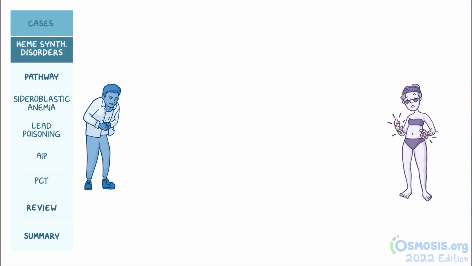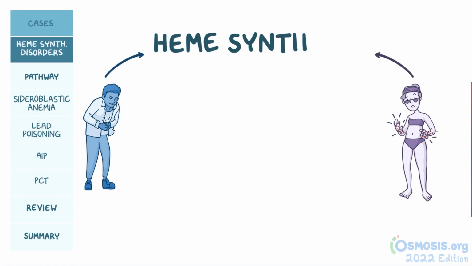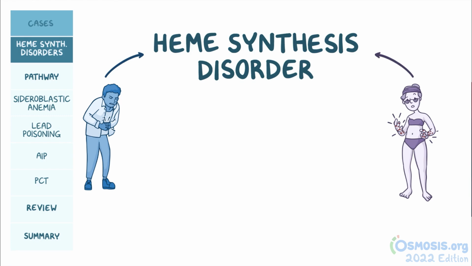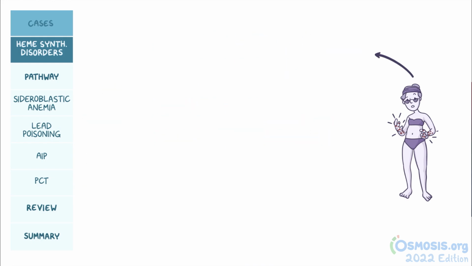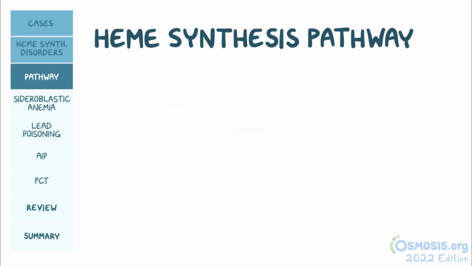Based on the initial presentation, both Christopher and Magdalene seem to have some form of heme synthesis disorder. Heme synthesis disorders are associated with hereditary or acquired deficiencies of enzymes that are involved in the heme synthesis pathway. But first, let's just go over the heme synthesis pathway really quick.